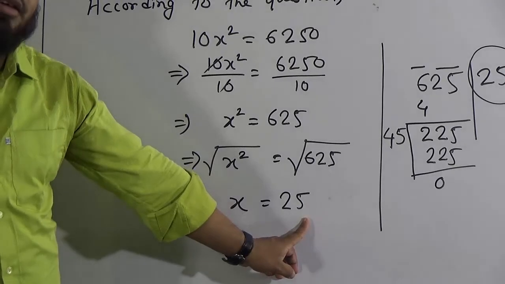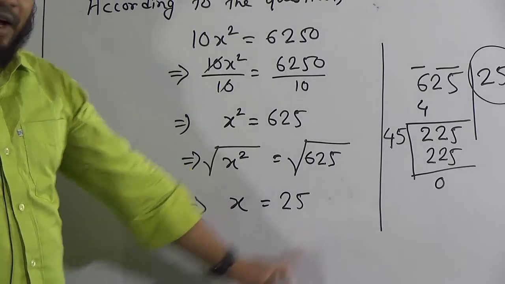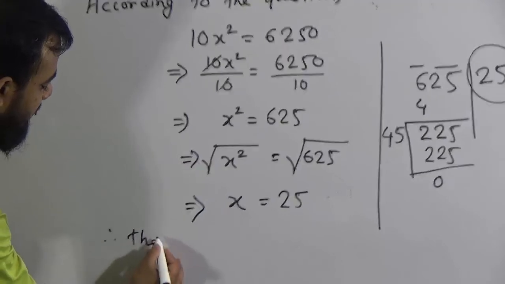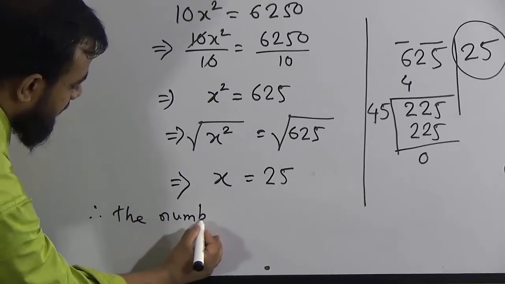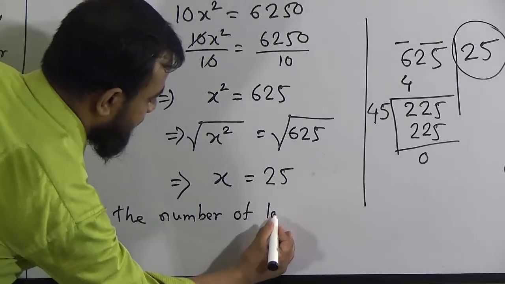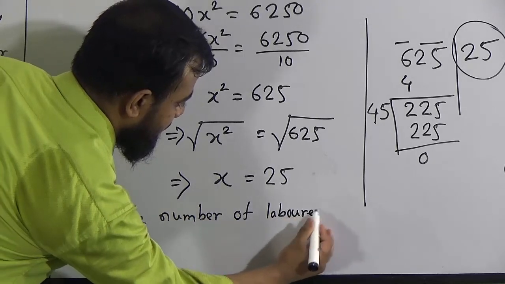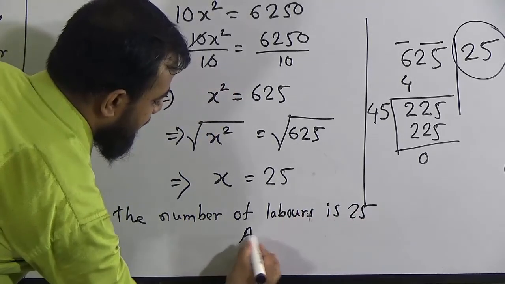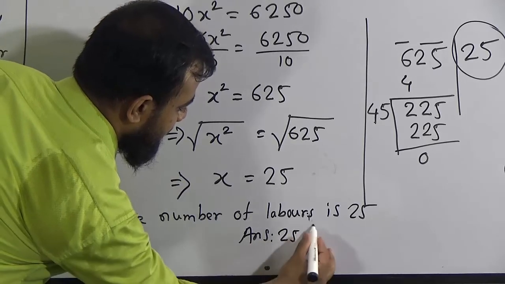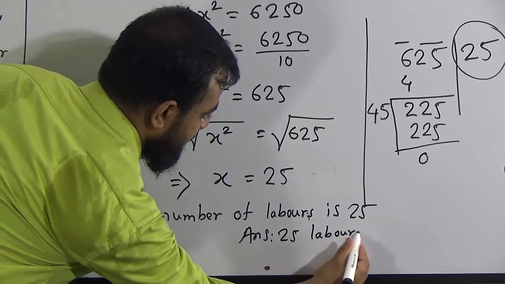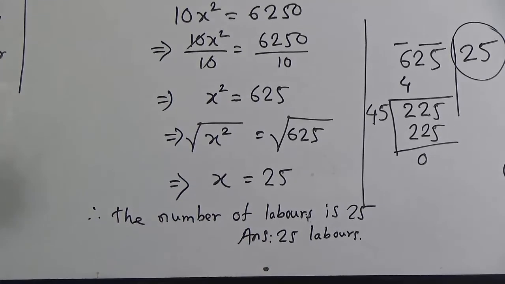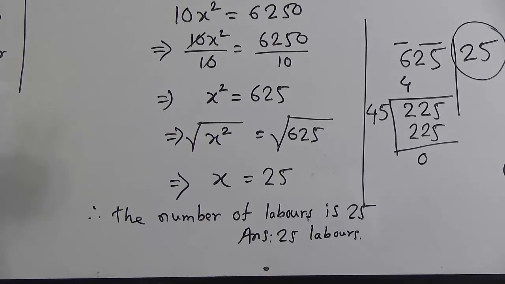So the value of x, we have got it. The value of x is 25. That means the number of labors who work here is 25. We can write down the number of labors is 25. The answer is 25 labors.